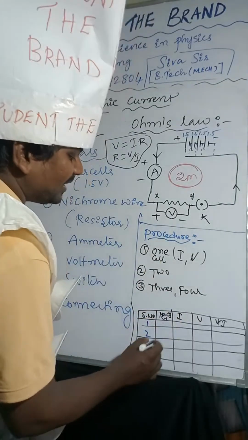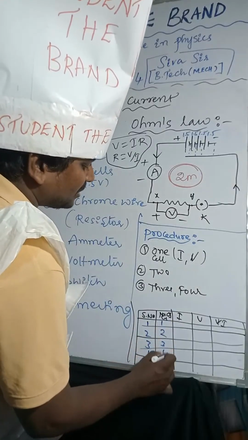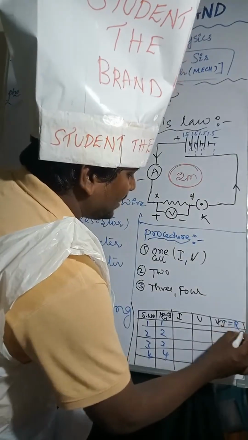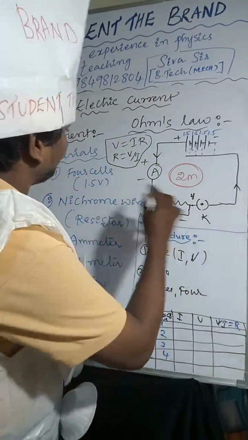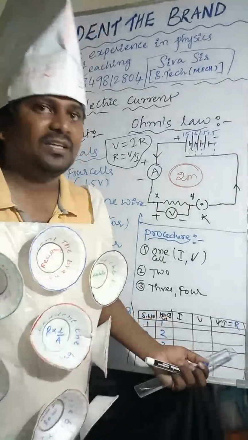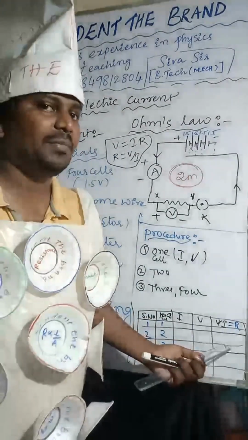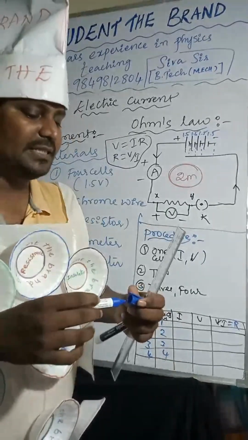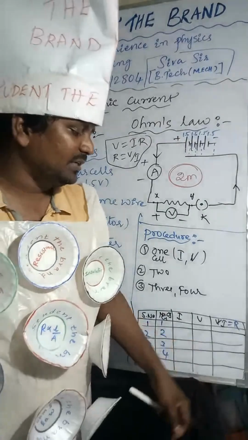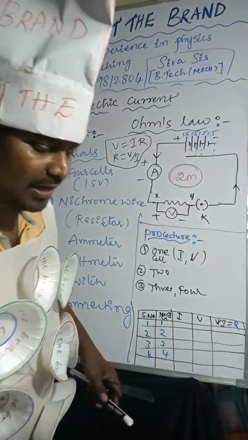How many times are we taking readings? Four times. Each and every time we get R = V/I, which is constant. So the V/I value is constant.